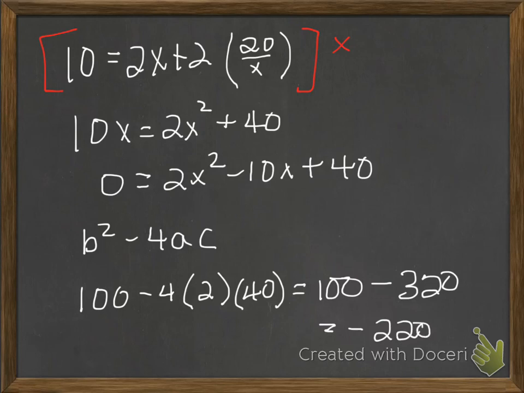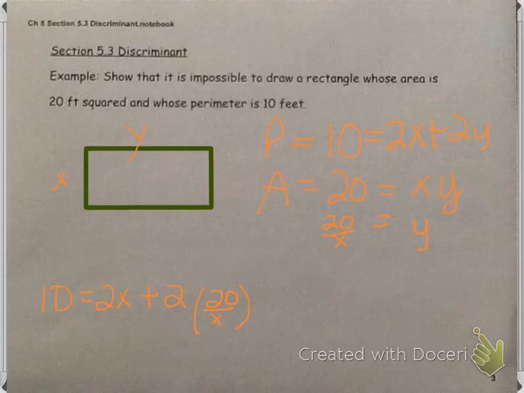Is it possible to have non-real solutions for the length and the width of a rectangle? Obviously the answer is no, and that is why we can say that it's impossible to draw a rectangle whose area is 20 feet and whose perimeter is 10 feet.